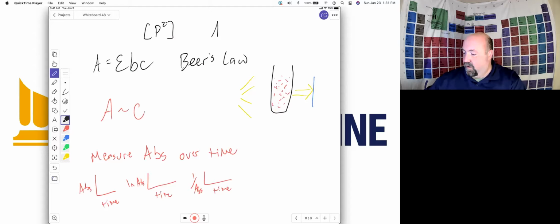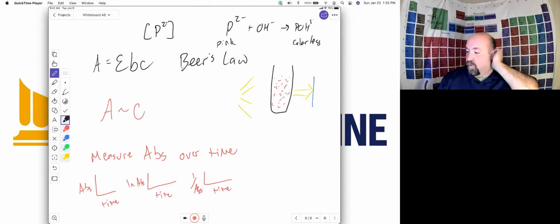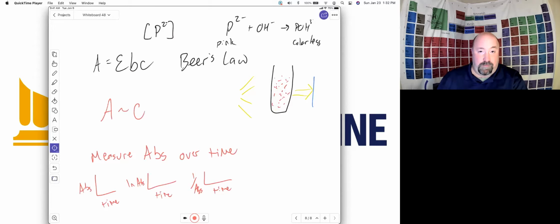So just as a reminder, we have our P2 minus plus our OH minus. Remembering that this here is pink and this is colorless. And so what we're really measuring over time is the disappearance of that pink color, because that's what's absorbing. That's what's actually absorbing the light, is the phenolphthalein, the pink color. Over time, that disappears as it reacts with OH minus to become colorless. And so that's what our data plots.